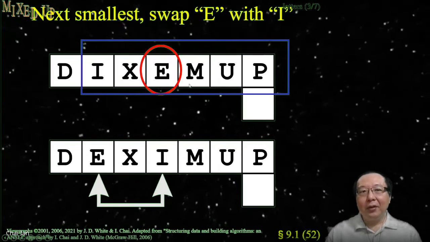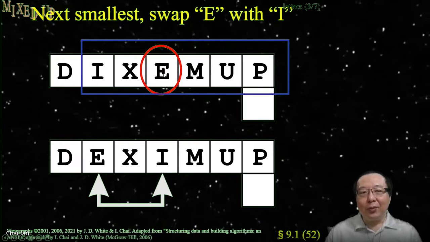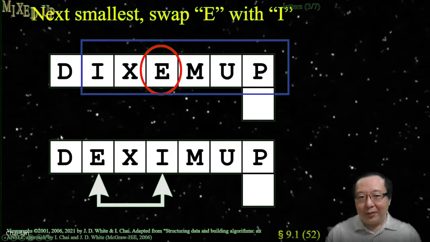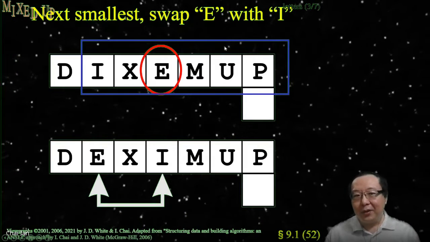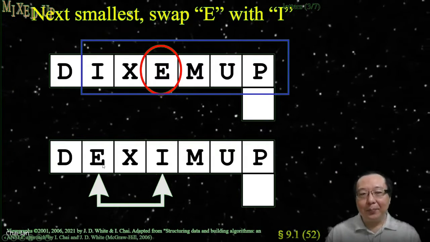Then the next smaller one is the E. So we swap that with the next place, because D is already sorted, right? So we exclude it from consideration. We only look at what's left, and then we swap it and we get there.